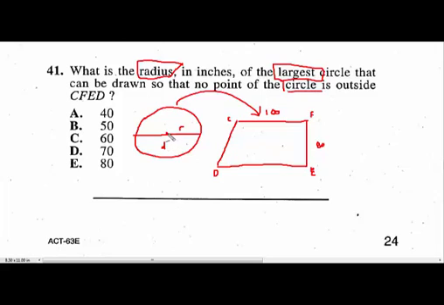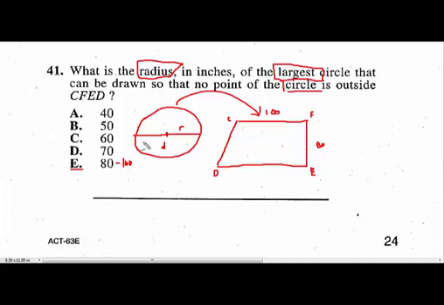That's really what we're looking for. So let's go ahead and start plugging our answer choices in. Here is what we have: 80 on one side, right? And 100 on the other. If we take answer choice E, which is a radius of 80, that means that the diameter is 160.